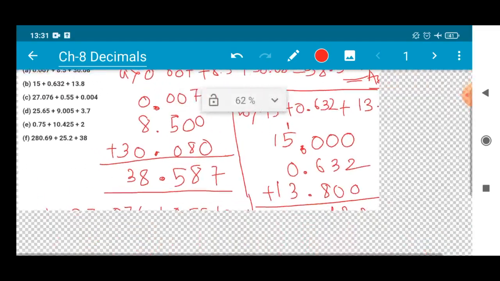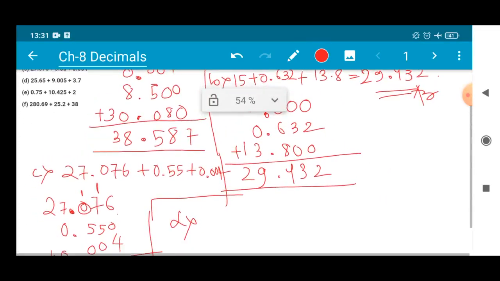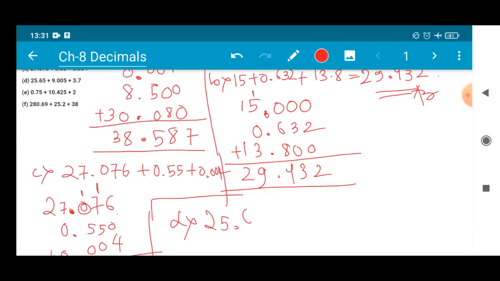Okay, let's do number D now. Number D we have is 25.65 plus 9.005 plus 3.7.